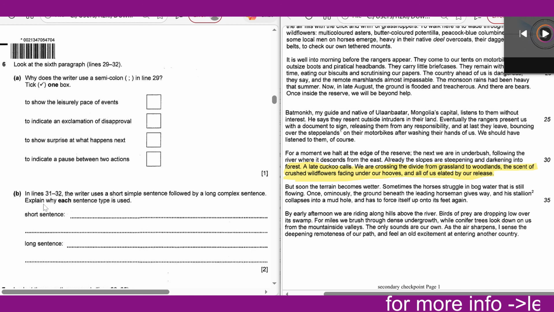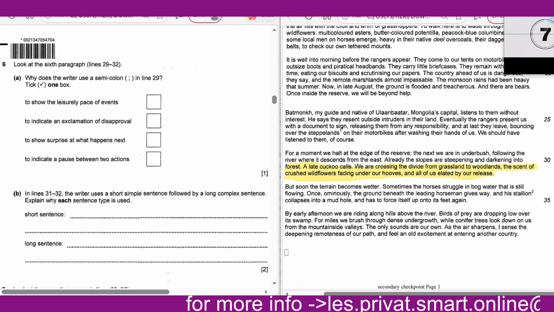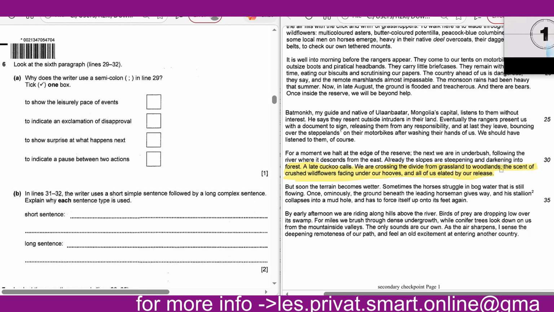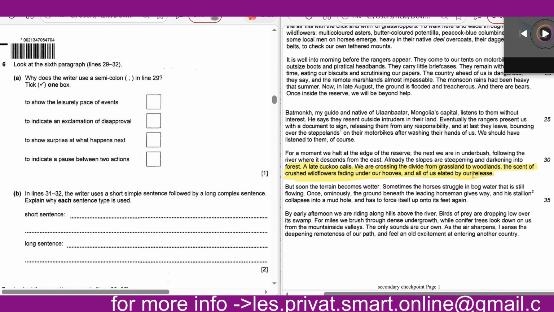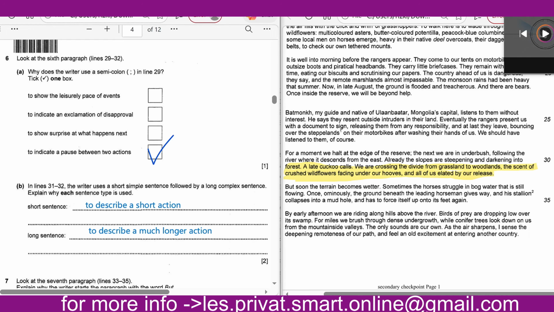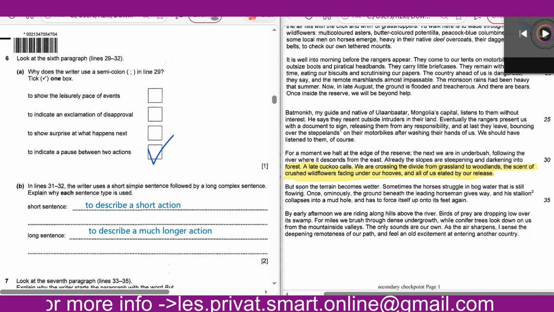Let's move on. Well, 6b, in lines 31 till 32, this is already marked in the yellow section. The writer uses a short simple sentence followed by a long complex sentence. Explain why each sentence type is used: short sentence and long sentence. Okay, let's check out the answer, guys. If you need some more time, you may pause this video. Here we go. Short sentence, you may say, to describe a short action.